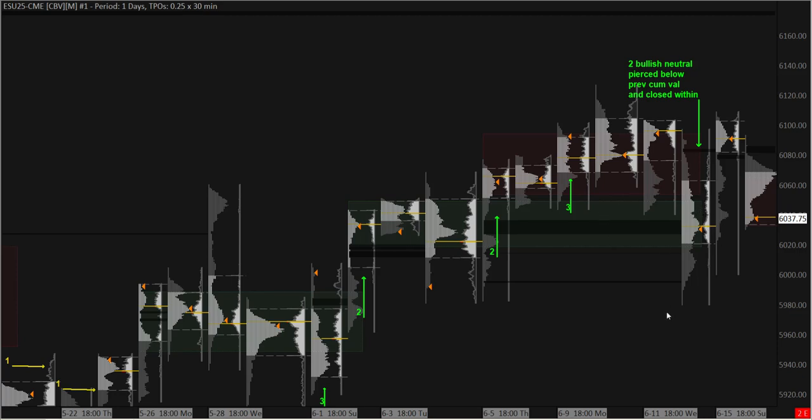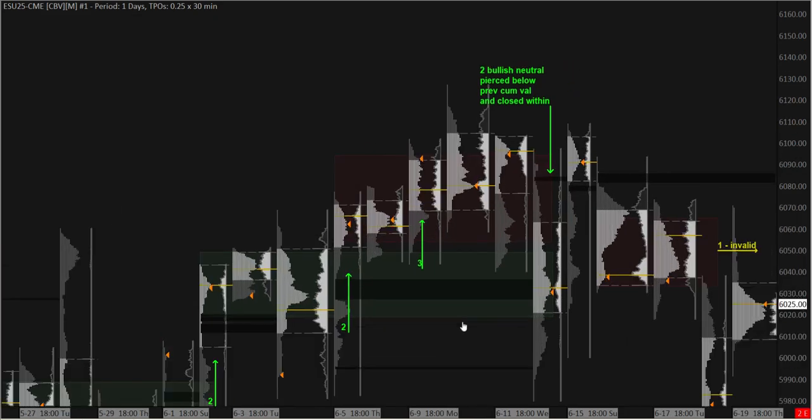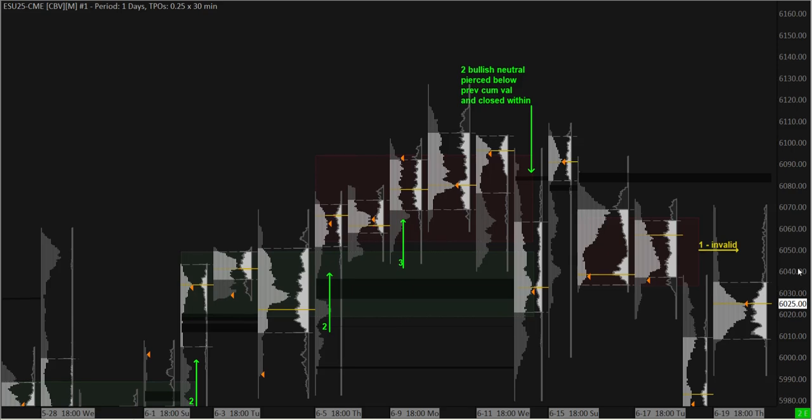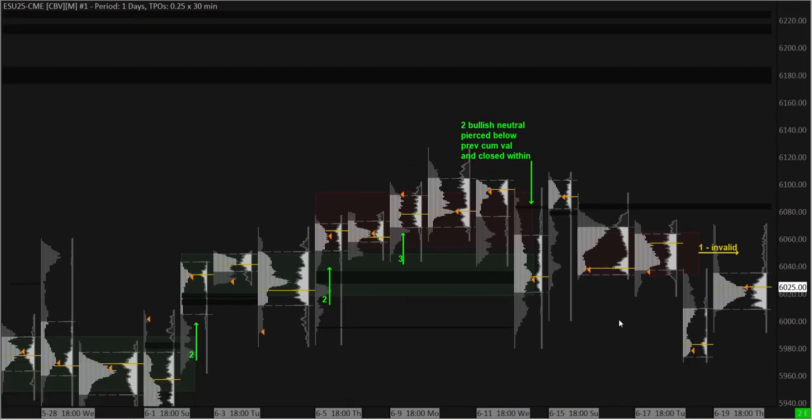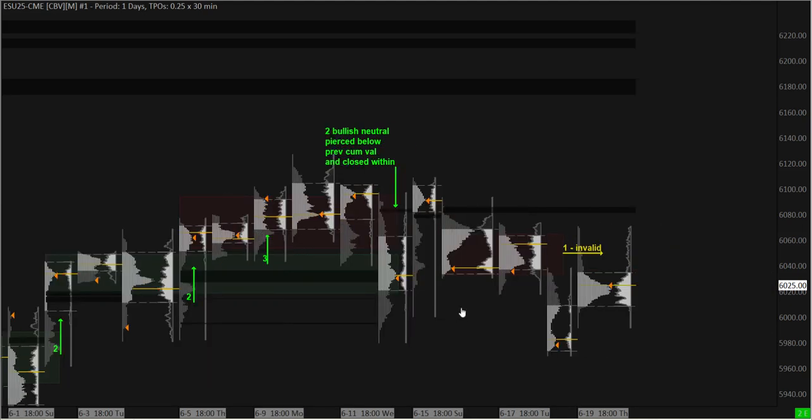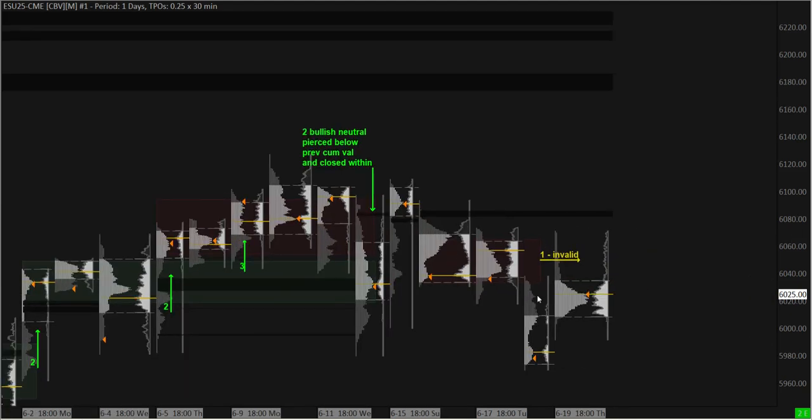So it is also another opportunity to get long, and then nothing happens. And now we had those 2 days with a breakout to the downside, but without single prints, so we have to wait for another day to finish and see where it closes. But it closes within its value area, so the setup is invalid and we wait for more information. So basically this is it.